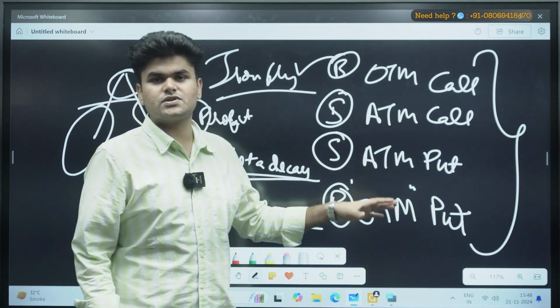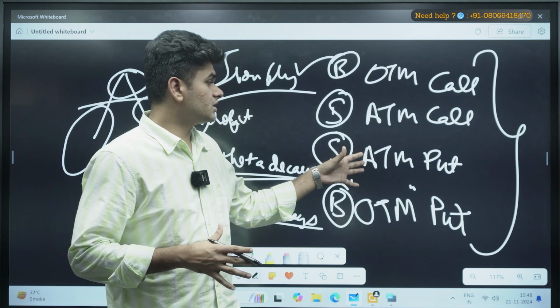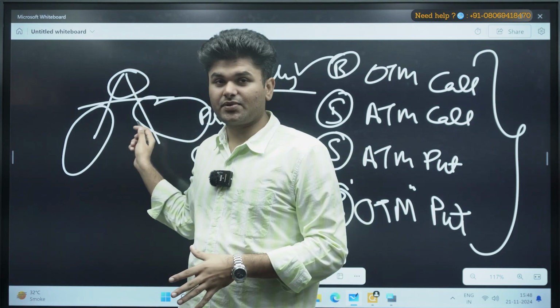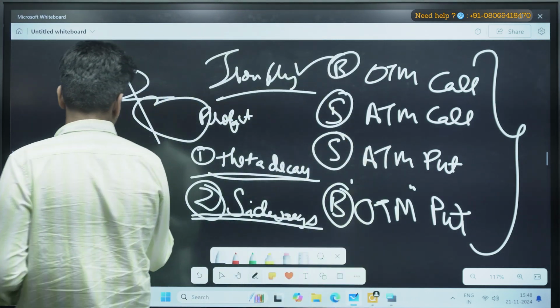Now these are the four legs which you need to initiate, and when you initiate this kind of a strategy, the PNL, when it was looking like this, will become like this.